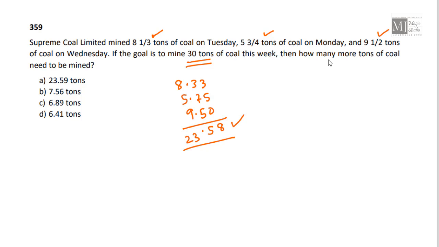23.58 tons done. Then how many more tons of coal need to be mined? It would be 30 minus 23.58. This is 6.42. 6.42 tons needs to be mined more. 6.42 fits in with option D.